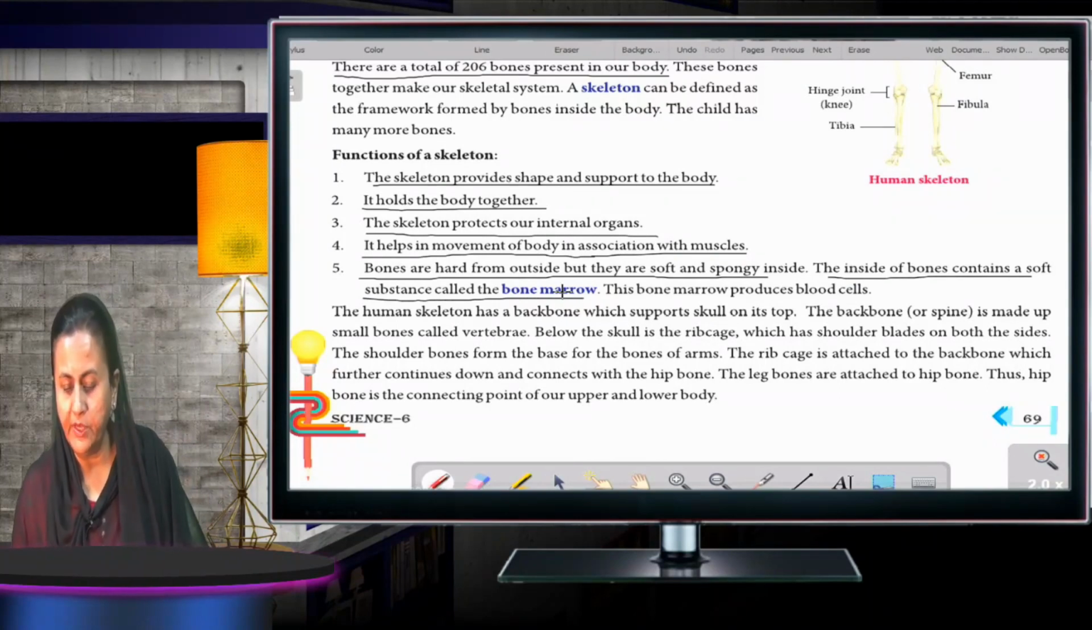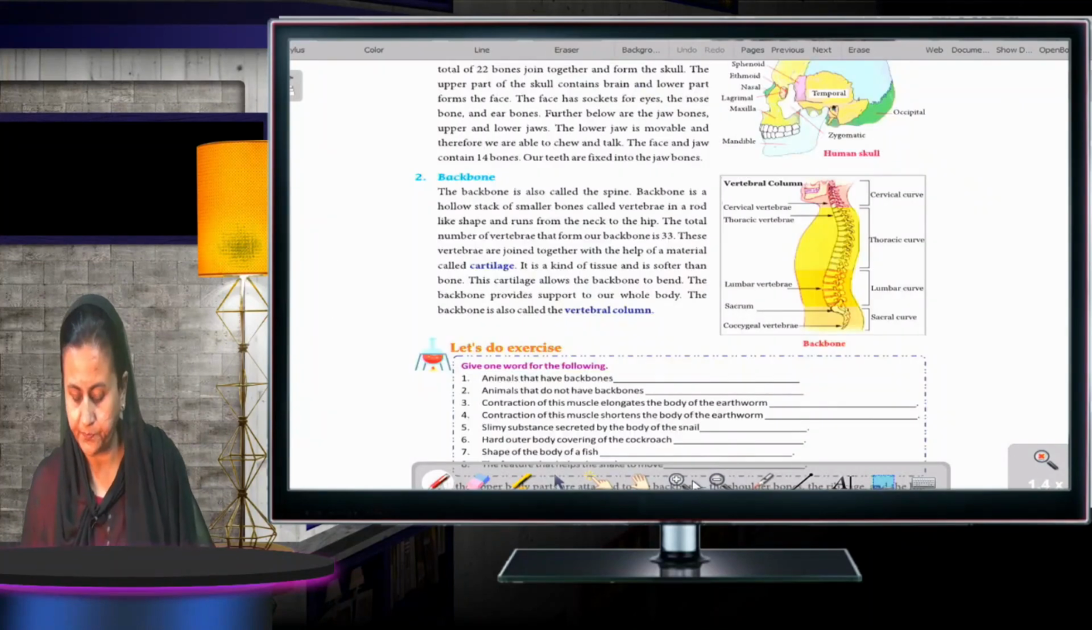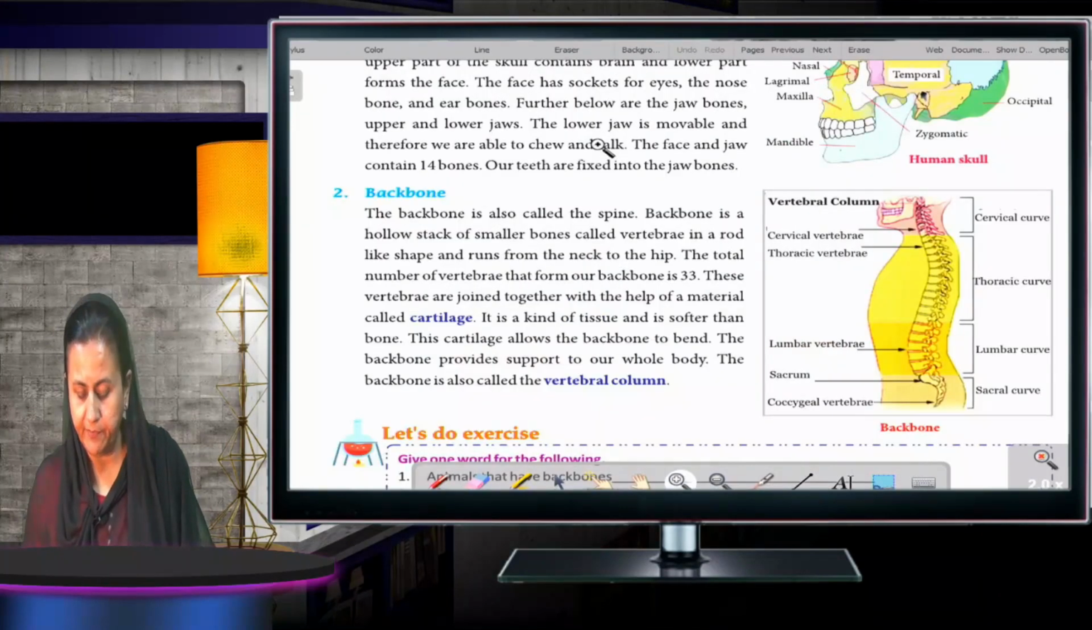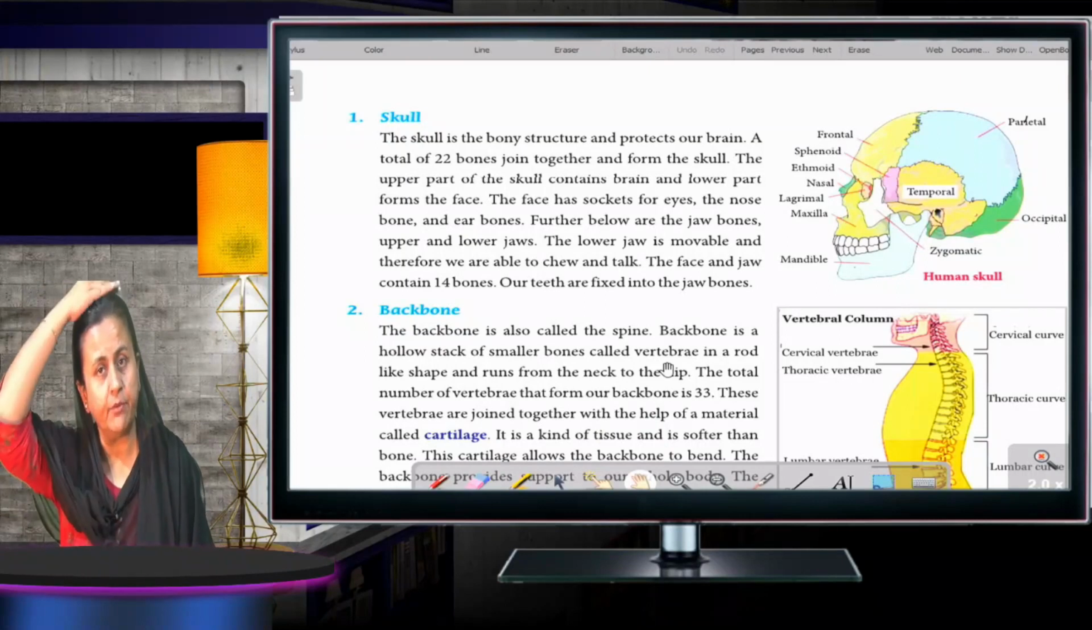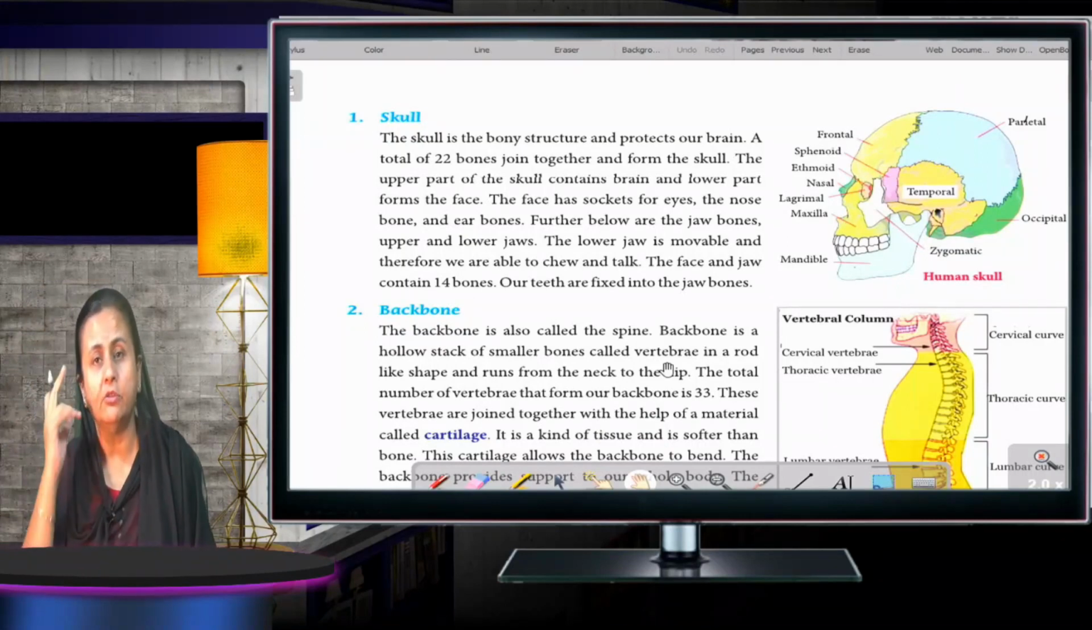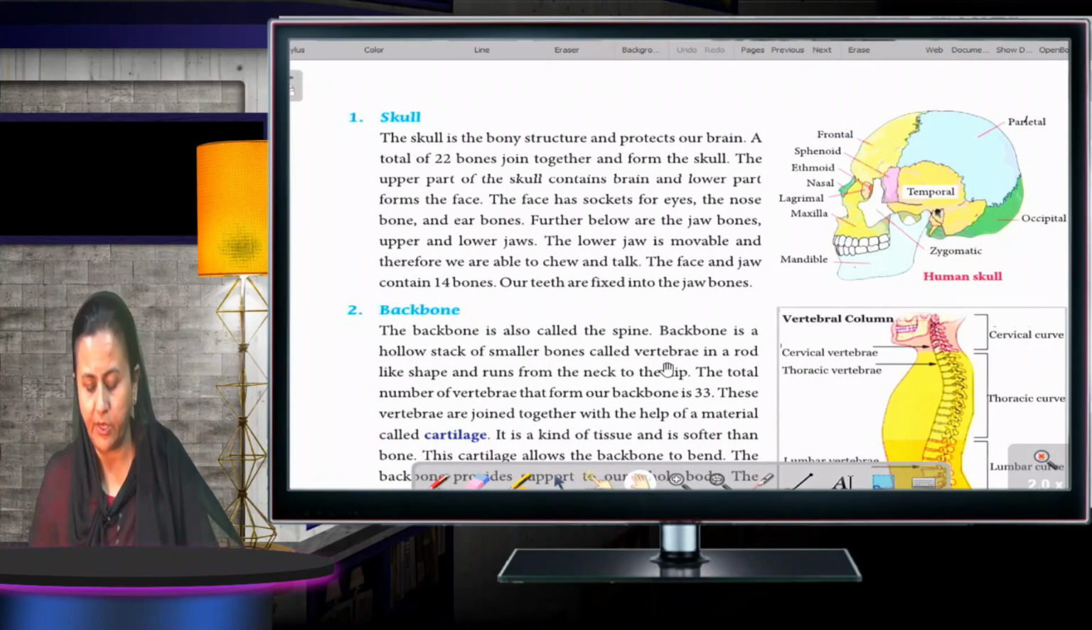Okay, now moving to the next one. Here you can see, the whole body is divided into 4 parts. We will start from the top. The first is the skull. What is the function of the skull? First, it is protecting the brain. The whole skull is divided into 2 parts, the upper and the lower part. The upper part is protecting the brain, and the lower part forms the face.